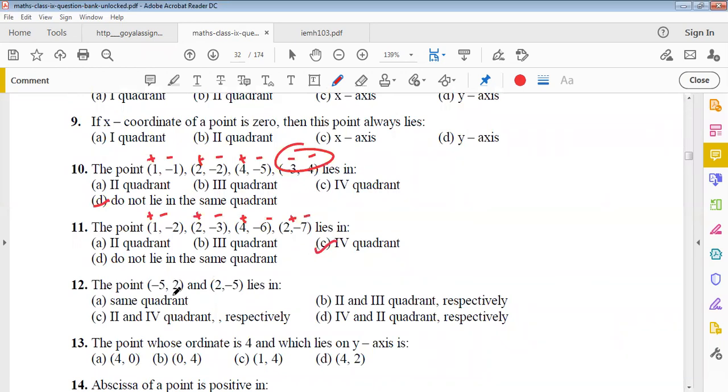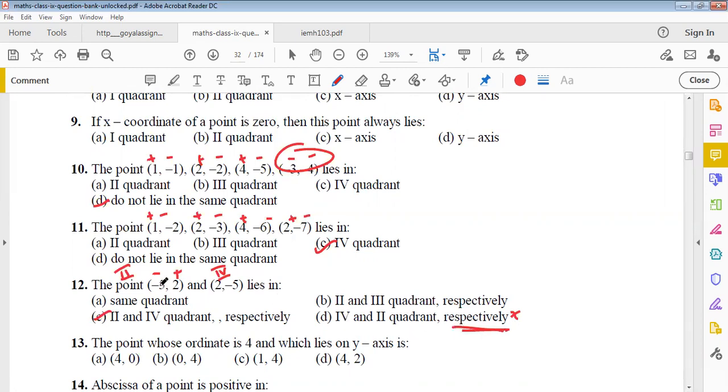Now minus 5 comma 2, 2 comma minus 5. Minus 5 comma 2: negative and plus, so it lies in the second quadrant. 2 comma minus 5: it lies in the fourth quadrant because it is positive, negative. Second and fourth. You don't choose this option, it is wrong, because if you say second and fourth, fourth and second, what is this? If the word respectively is not there, then it may be chosen, but that is also wrong.